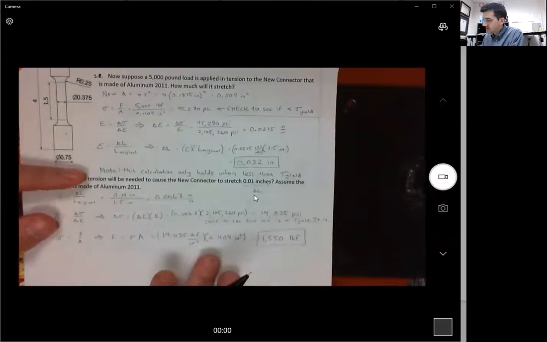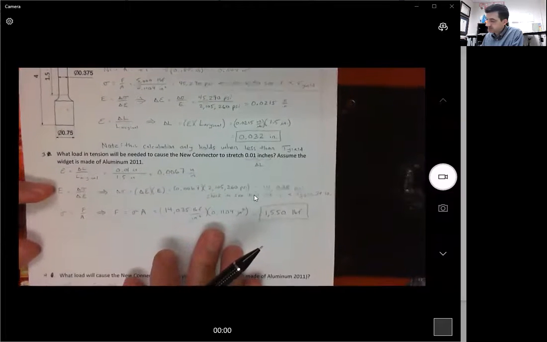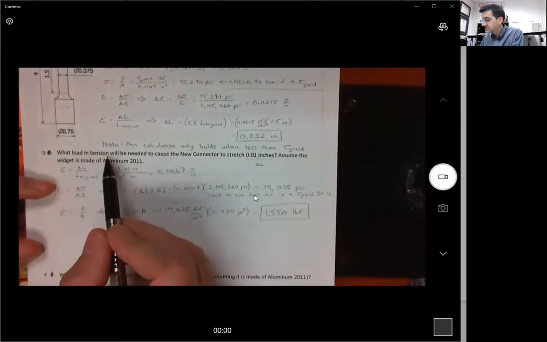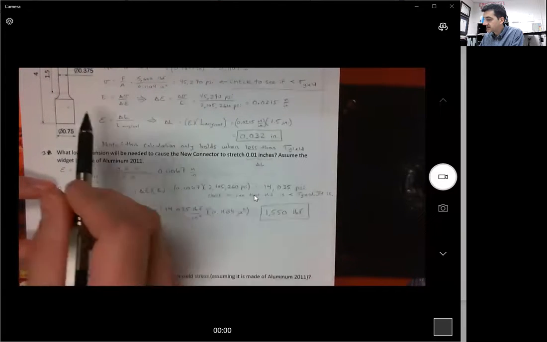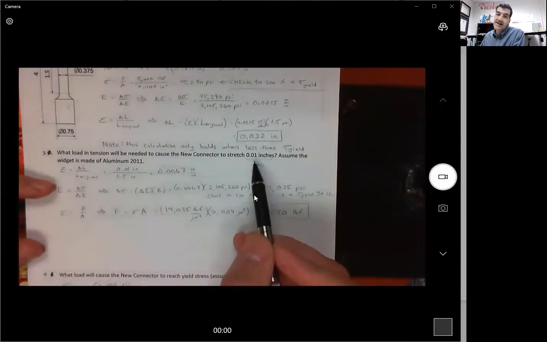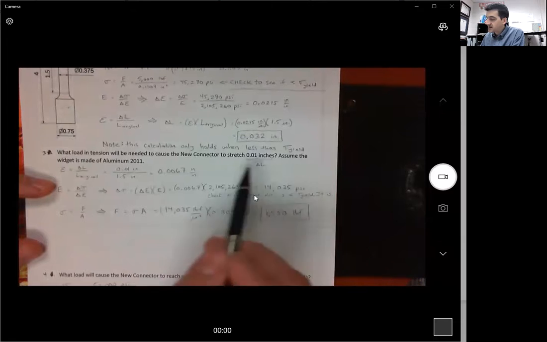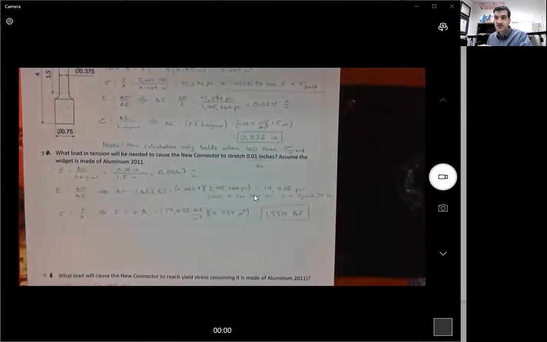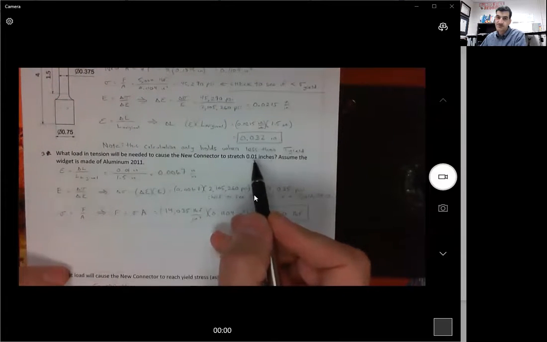All right, then the next problem says what load, that means pounds force, in tension will be needed to cause the new connector, this part, to stretch by 0.01 inches. So that's the change in length. And we're trying to find the force. And it says it's the same material. So all the dimensions from the previous problem and the elastic modulus from before, that all still applies. And we're trying to find what force will cause this amount of change in length.